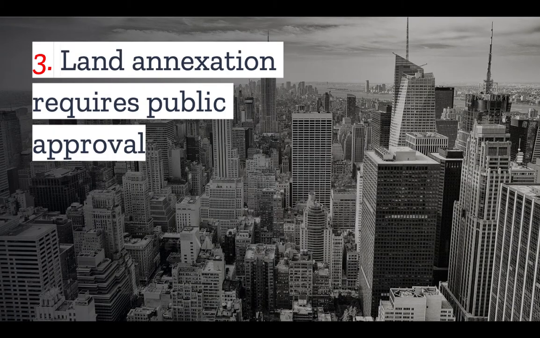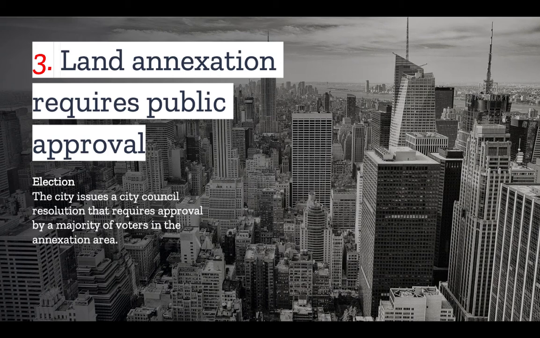Number 3. Land annexation becomes controversial because it requires public approval. Now, the laws regulating land annexation will vary from jurisdiction to jurisdiction, but by far the majority of the time, a city cannot simply annex land by law or administrative ruling. It requires voter approval. For example, annexation often occurs through an election process. This occurs when the city issues a city council resolution or obtains a petition to annex a parcel of land, and then puts approval for the annexation up for vote. A majority of voters must vote in favor of the proposed annexation.